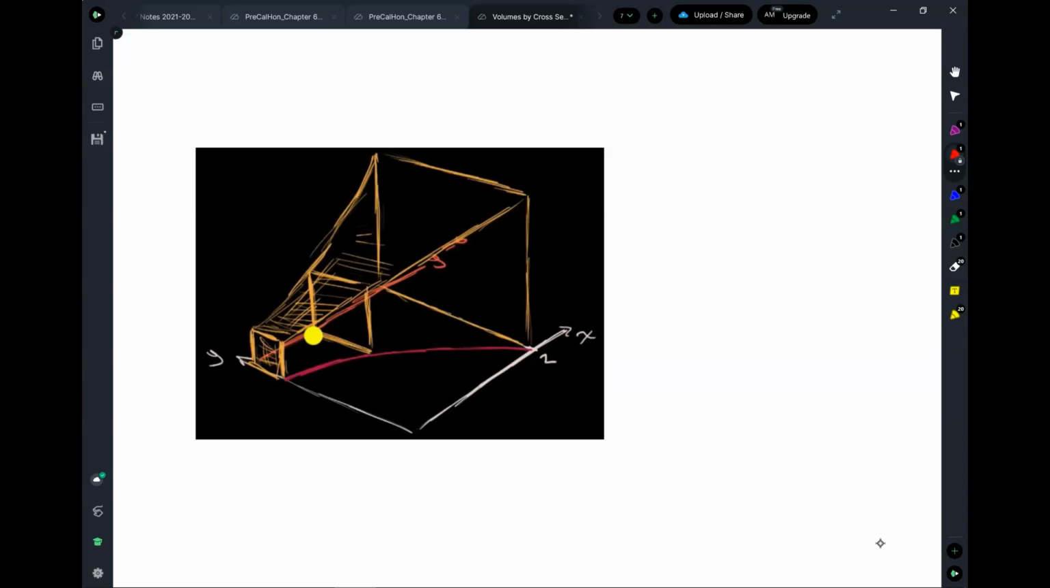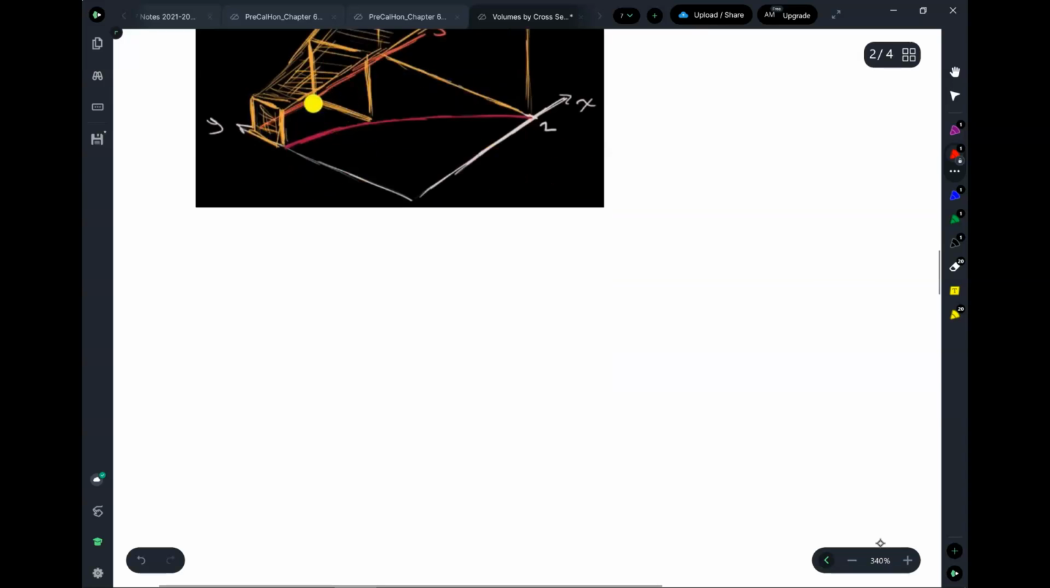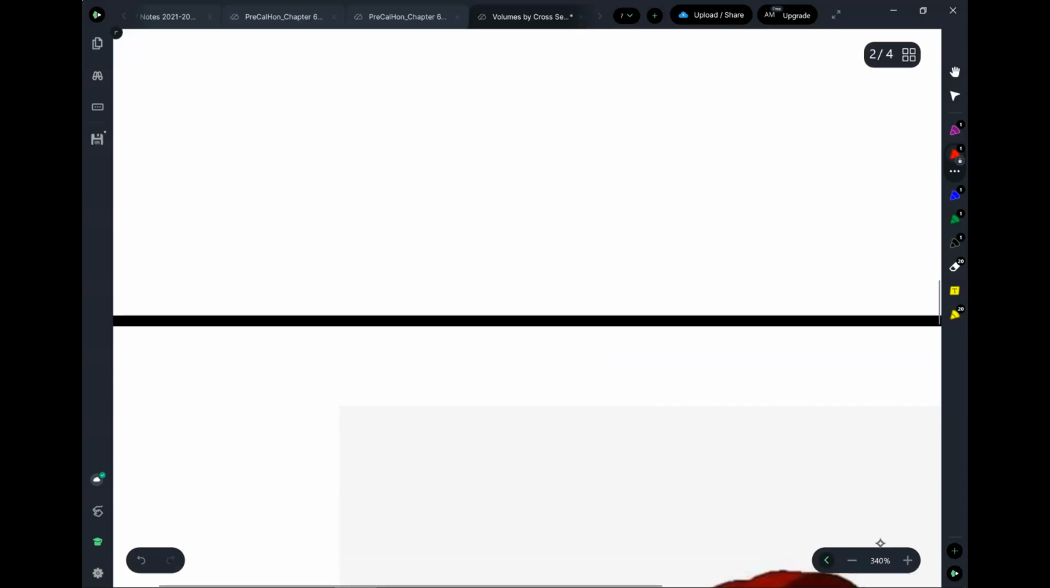And so the lingo here is that this is the solid, okay? Or it's the volume of the solid found by cross sections of squares along the region. Cross sections of squares along the region. All right? Make sense?